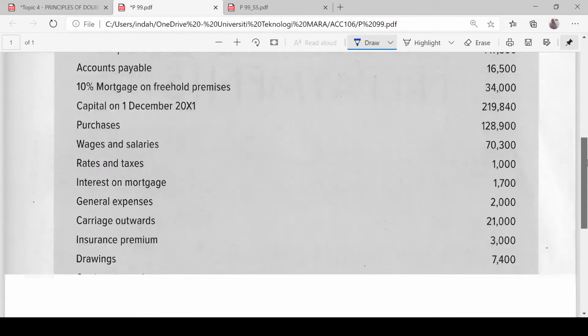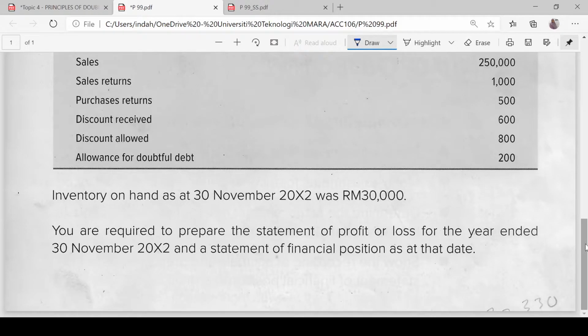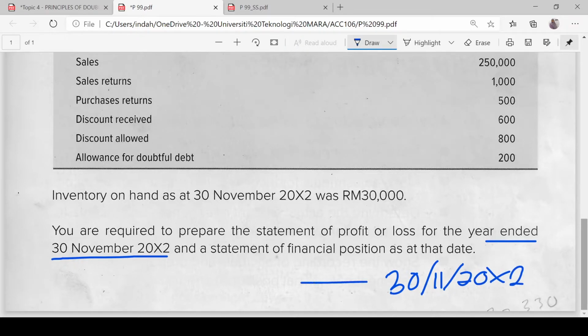Because in the requirement below, you are required to prepare for the year ended 30th November 2000x2, meaning that the accounting period will end on 30th November 2000x2. When the accounting period began, 12 months before that, it was on 1st December 2000x1. So this is the accounting period for Anda Trading. Because of that, inventory on hand as at 30th November 2000x2 is closing inventory.